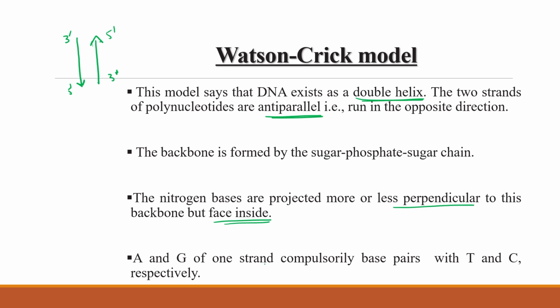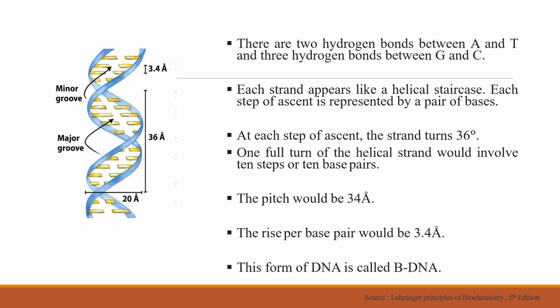Adenine and guanine compulsorily base pair with thymine and cytosine respectively. Okay, adenine always pairs with thymine and cytosine always pairs with guanine. Clear? Now, this is the double helical structure. Okay, there are 2 hydrogen bonds present between adenine and thymine, and 3 hydrogen bonds between guanine and cytosine.